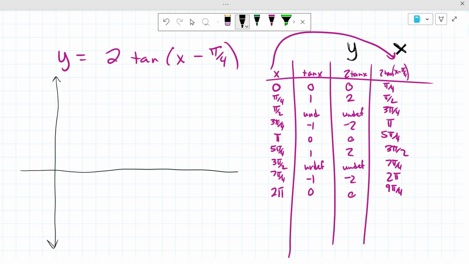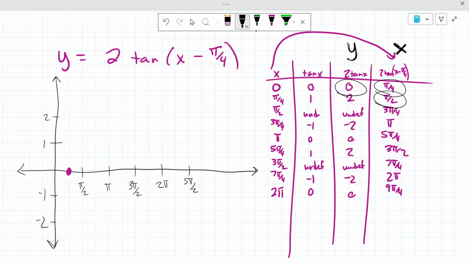Now I'm going to make my graph a little bit tighter. I'll just go pi over 2 for 2 spaces, and then pi, 3 pi over 2, 2 pi, and then 5 pi over 2. There. All right. So I made it a little tighter. And I'm just graphing my final graph. So I'm going to start at pi over 4. At pi over 4, I'm going to be at 0.